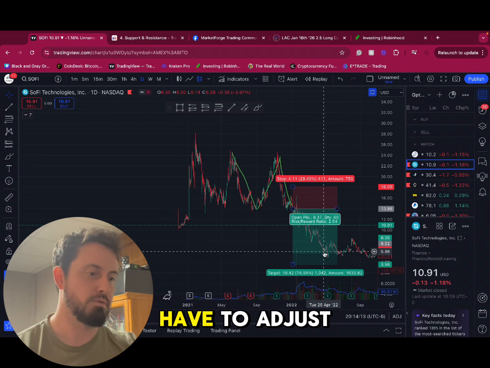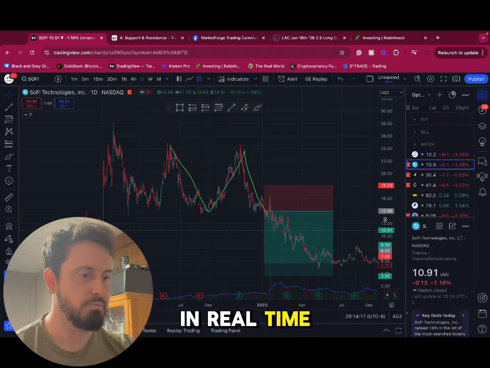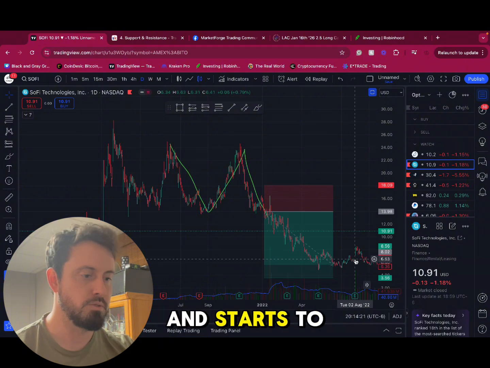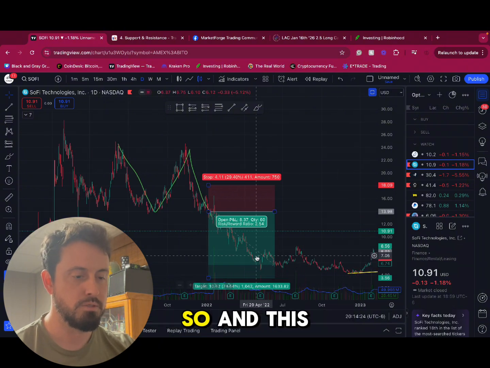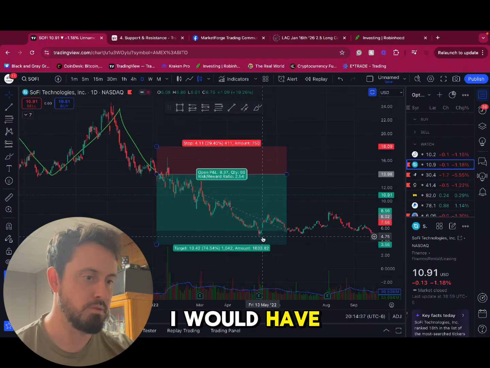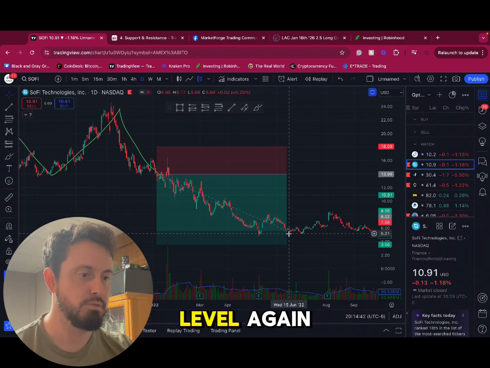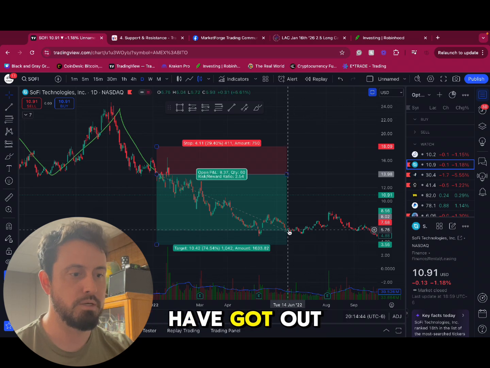So this is where you would have to adjust your trade in real time. We had a big move down, and then you can see where it flattens out and starts to go sideways again here. So in this instance, I would have probably seen that it hit this level, moved back up, hit the same level again. I probably would have gotten out right there.